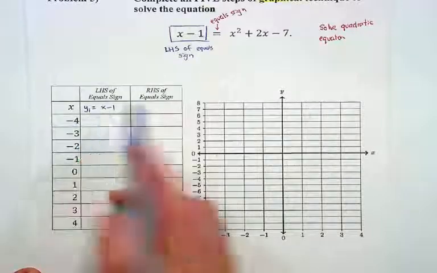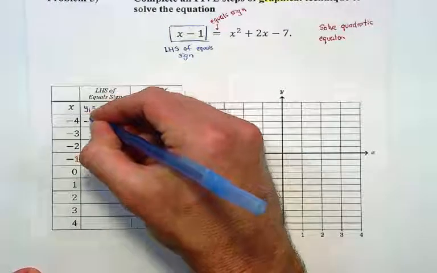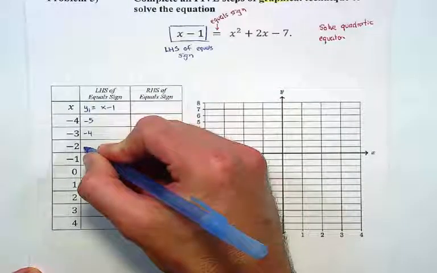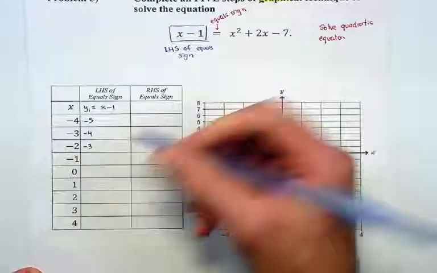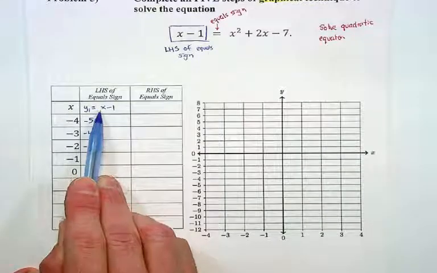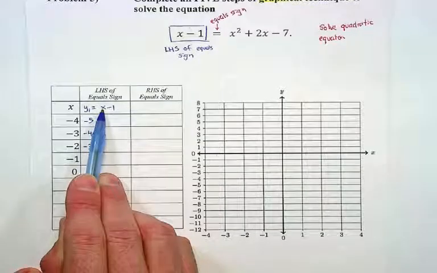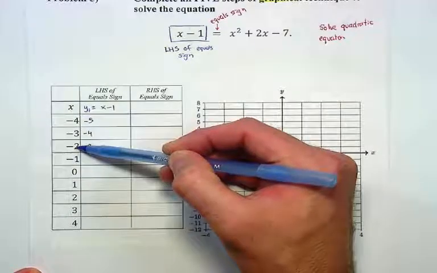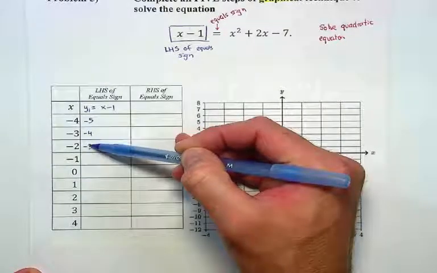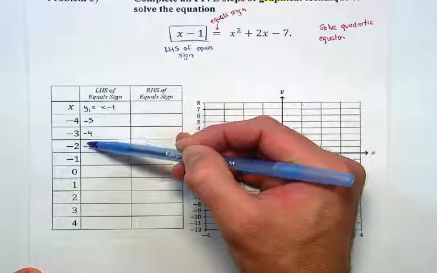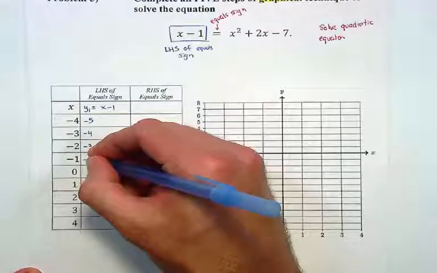Negative 4 minus 1 looks like negative 5. Negative 3 minus 1 looks like negative 4. Negative 2 minus 1 is negative 3. We notice that in the y equals mx plus b form, the m, the number in front of the x, is 1, so the slope is 1 over 1. Every time I move 1 over in my x, I move 1 up in my y. In other words, the pattern is negative 5, negative 4, negative 3. We could guess that this one would be negative 2.